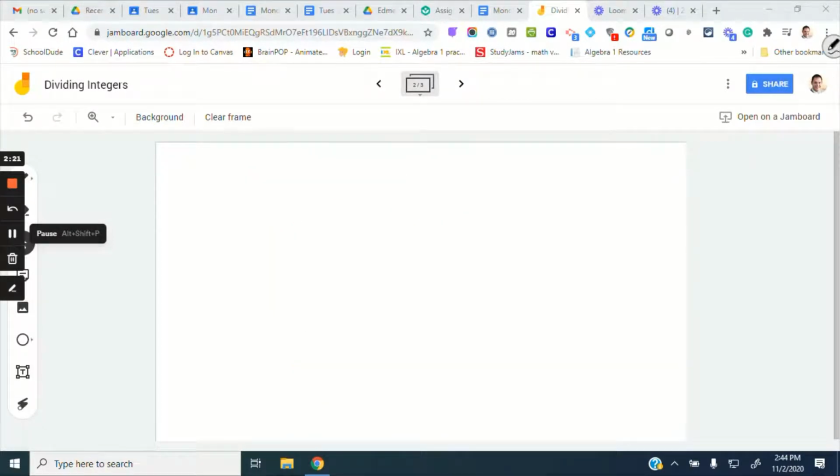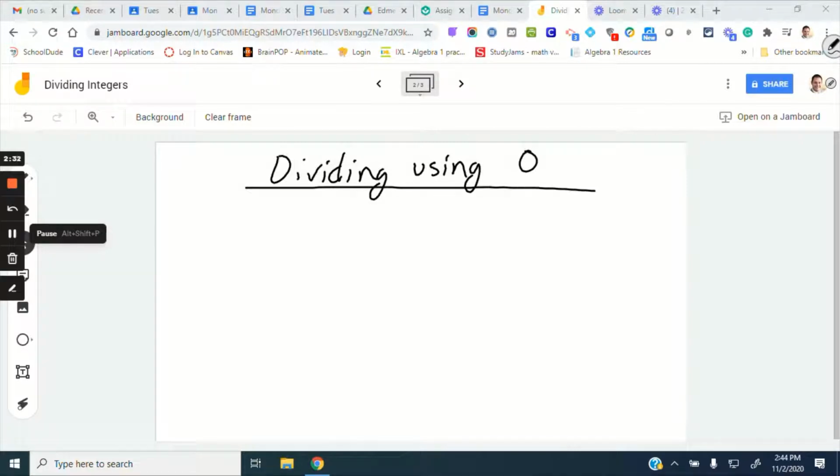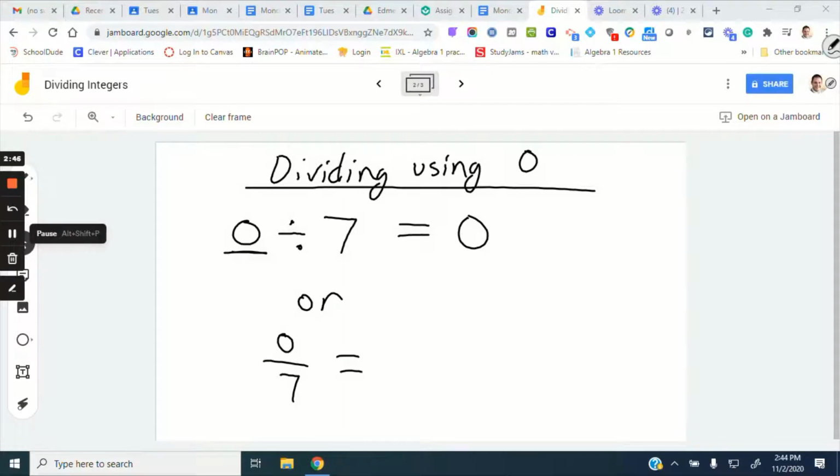0. So let's say we have 0 divided by 7. That's going to be 0. If 0 is your first number, or I could also write this problem like this, if 0 is in the numerator, your final answer is always 0. Okay? It doesn't matter what number I have.